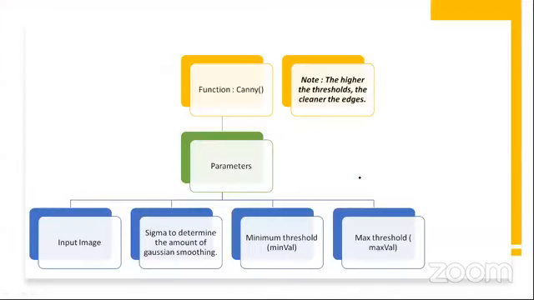Okay, so we will see this is the Canny function we have, and there are 4 parameters. You need to give the input image. You need sigma to determine the amount of Gaussian smoothing you want. Then you will give the minimum threshold and maximum threshold. The higher the threshold, the cleaner are the edges. That's the point to remember.